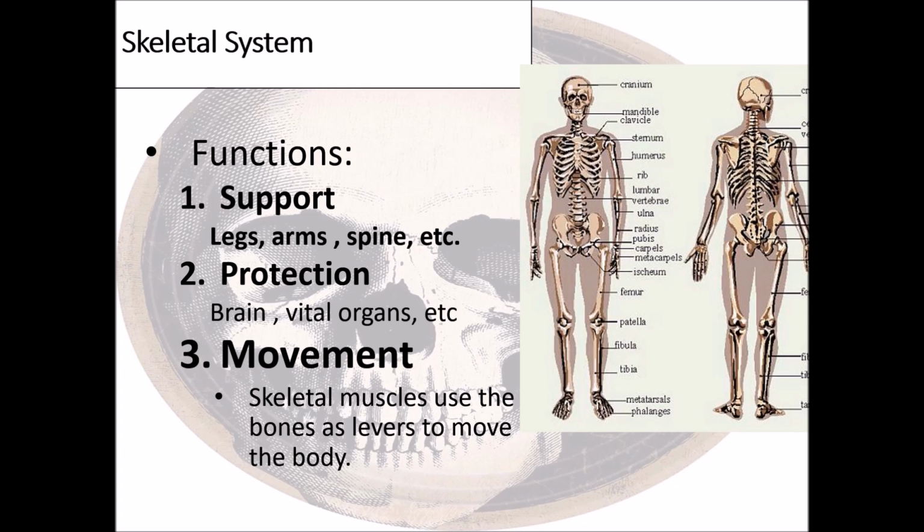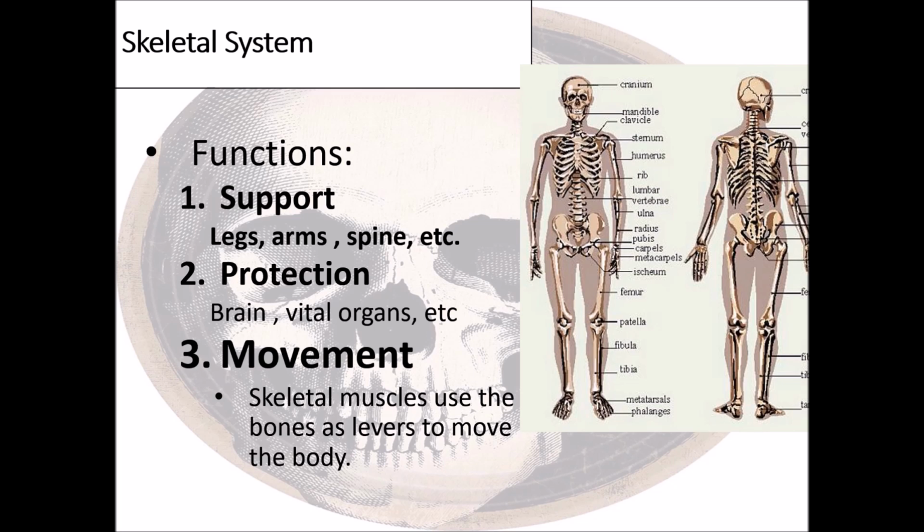The third function that is also very obvious is movement. Skeletal muscles use the bones to move the body around. It works like levers: arms, legs, shoulders, jaw, your back, your spine. All of these things are able to move because of the skeleton and the way that when the muscles contract, they can pull different parts. Contracting, for example, your biceps muscle draws your arm kind of into a flexed position. Conversely, contracting the triceps muscle straightens your arm out.